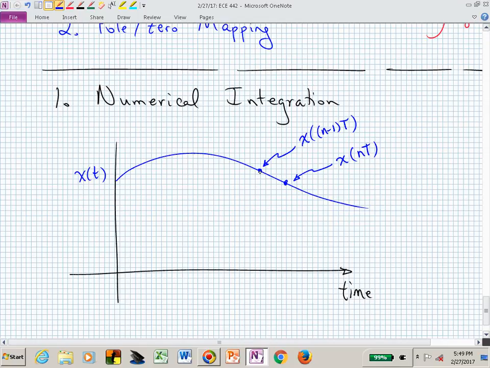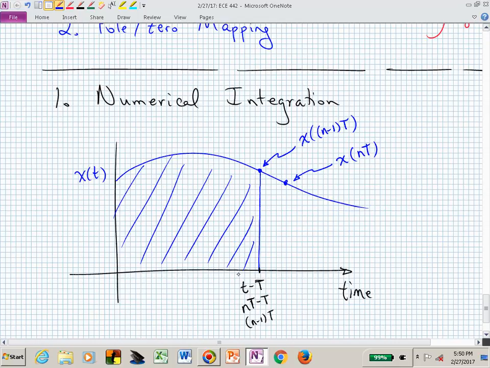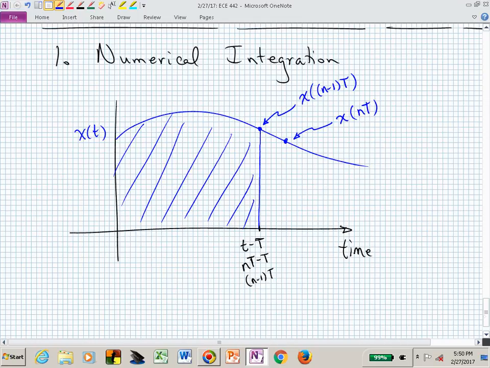Meaning, if we now look at the area under that curve up until this point, which is t minus T, but we are going to replace t with nT, so this is nT minus T, or n minus 1 capital T. That's this point in time. We want to know what's the area underneath this curve up until that time, and that's what we will call y of t minus capital T.